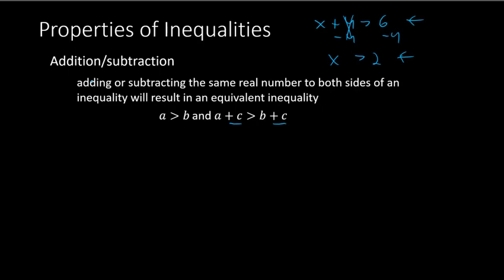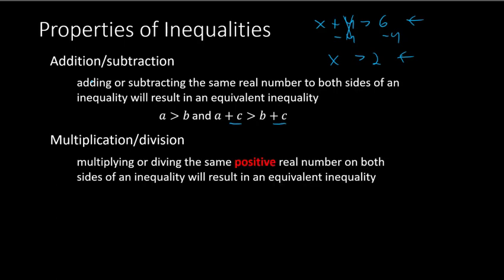We also have a multiplication and division property. This says that multiplying or dividing by the same positive number on both sides will result in an equivalent inequality. Something different happens when you multiply or divide by a negative number, which we'll explain in a moment. So this property says if we have A is greater than B, then we can multiply both sides of the inequality by C, or we can also divide both sides by C.